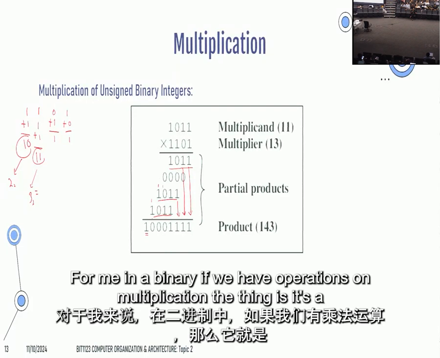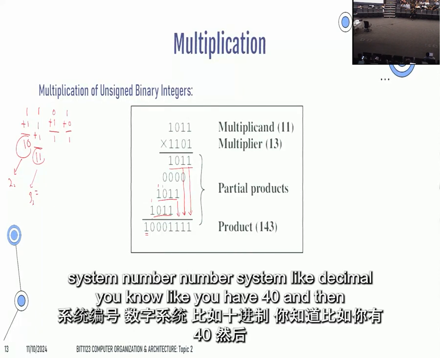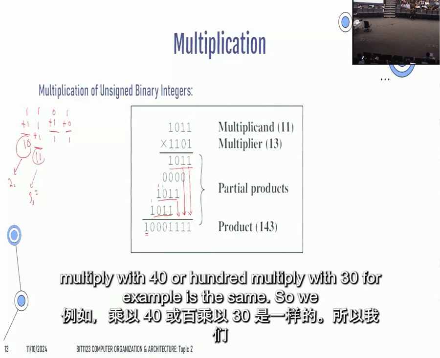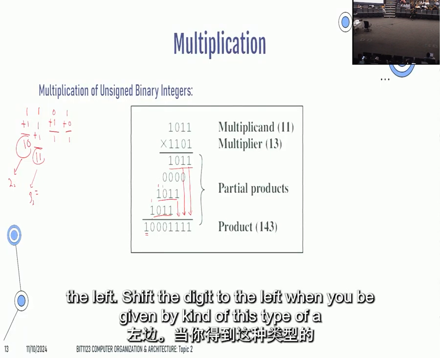In binary, if we have operations of multiplication, it is the same as how we do multiplication operations in any number system, like decimal. You know, like you have 40 multiplied with 40, or 100 multiplied with 30, for example. So we understand that in multiplication, it's just a matter of shifting the digit to the left.